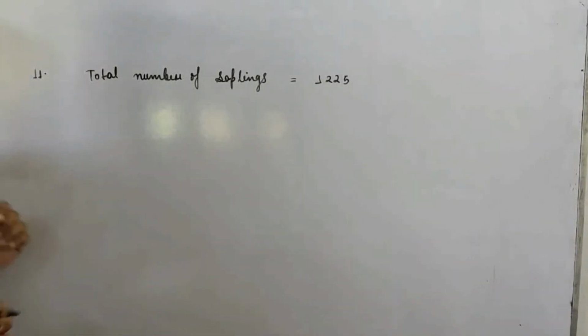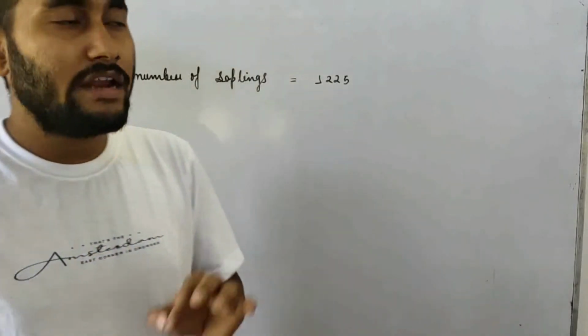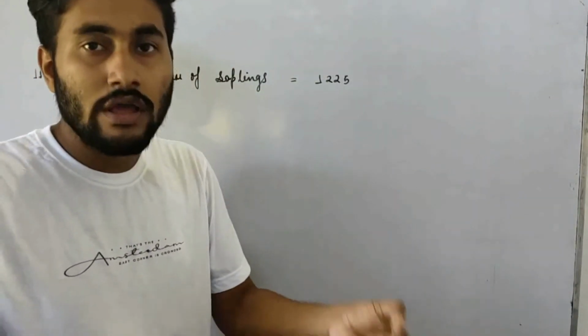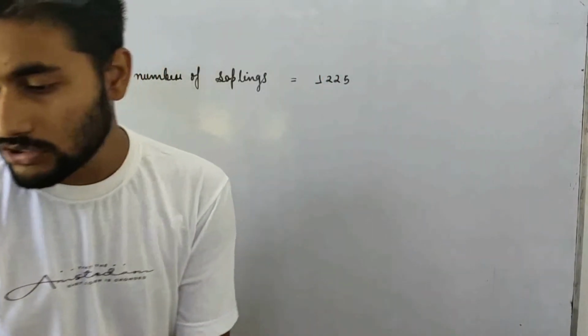We have to find this one. What you have to find is the side of this square. Find the number of plants in each row and the number of rows, which is nothing but finding the side of the square, like question number 9 only.